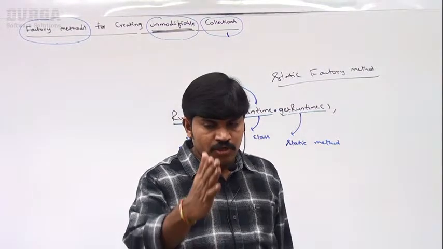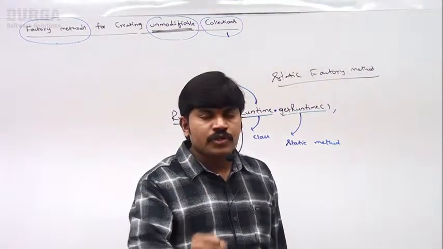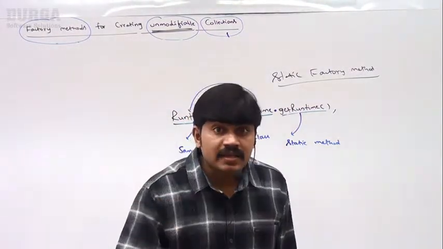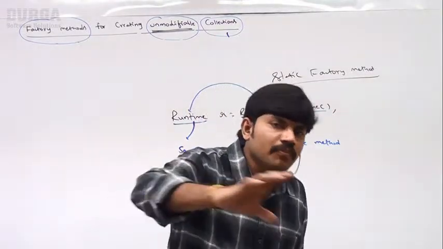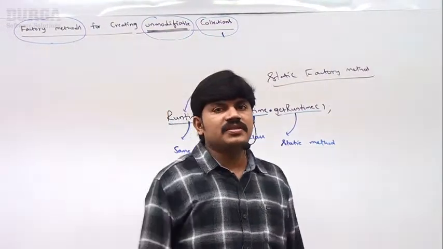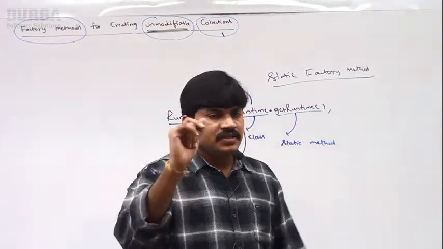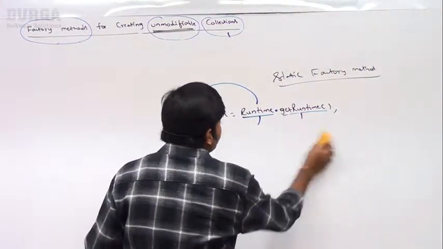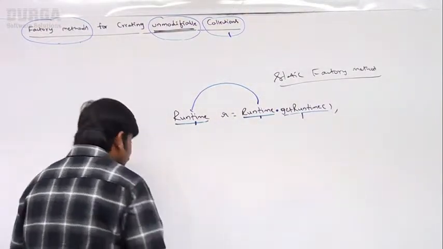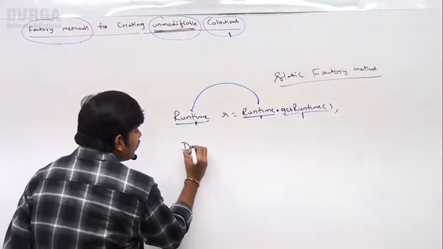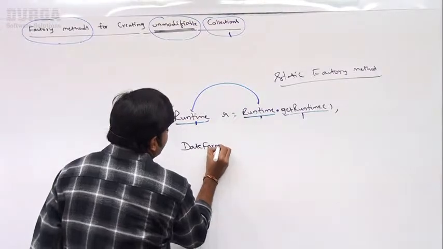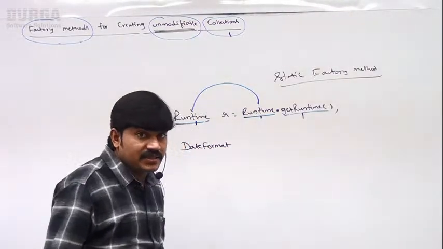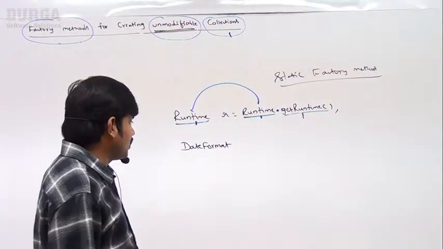Let me repeat once again, sir. By using the class name, if we are calling a method, that method returns the same class object. Such type of method is called what? Factory method. Sir, let me go for one more example, so that you can write very clearly. Sir, I have DateFormat. There is one class in the internationalization concept. Somewhere we may cover this concept.